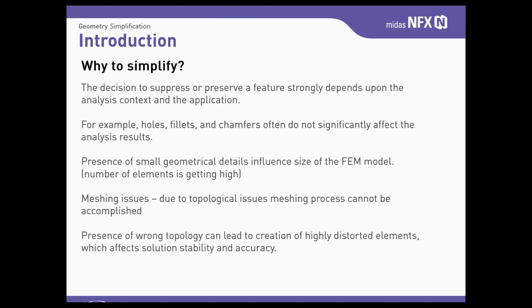However, the presence of small geometrical details influences the numerical size of the model, and in this case solution time can also be longer. The other reason is meshing and related issues, because due to topological issues the meshing process cannot be accomplished, as well as due to the presence of wrong topology. This issue can lead to the creation of highly distorted elements, which again affects solution stability and accuracy.